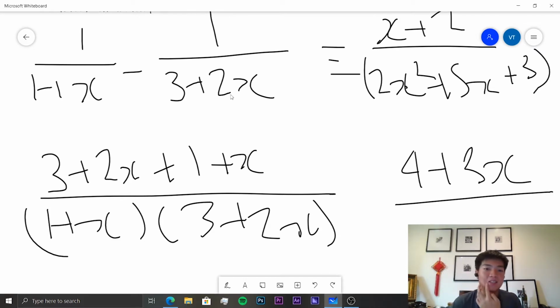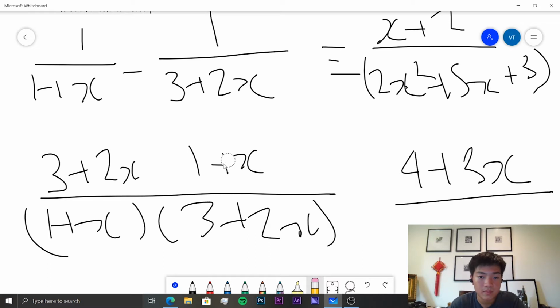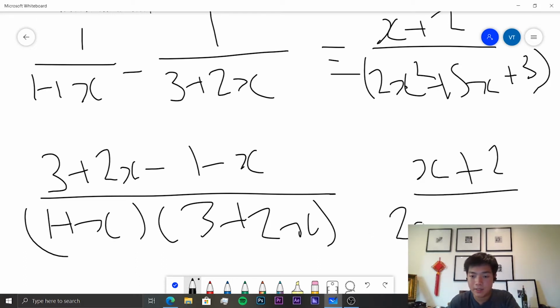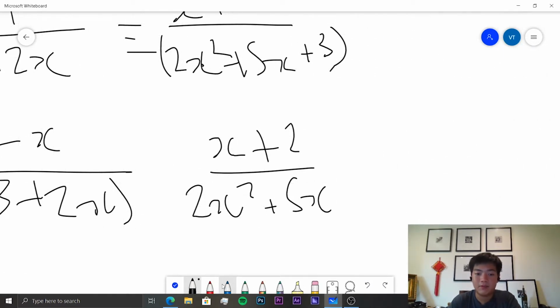Oh, sorry, it's minus. So this should be minus 1 minus x, my bad. So this is not equal to 4 plus 3x, but it's in fact equal to x plus 2. And if we expand the denominator, which we'll quickly do, it's 2x squared, x plus 3, 3x, 2x plus 1, 5x, and then 1 times 3, 3. As you can see, we've got the same answer as the top.